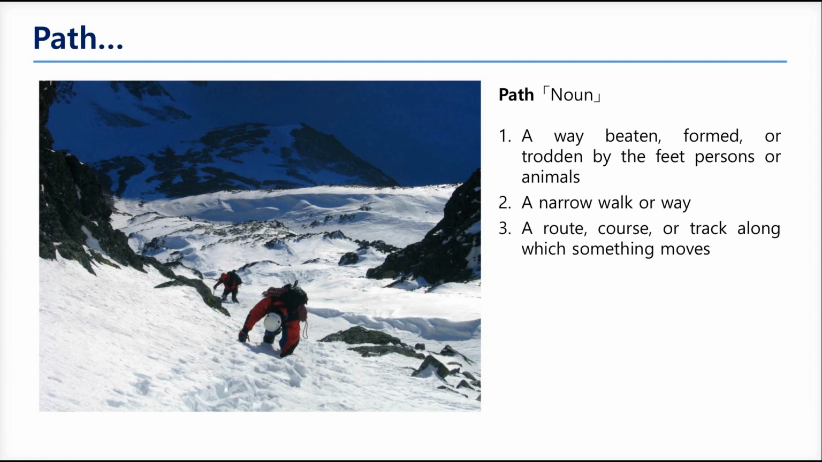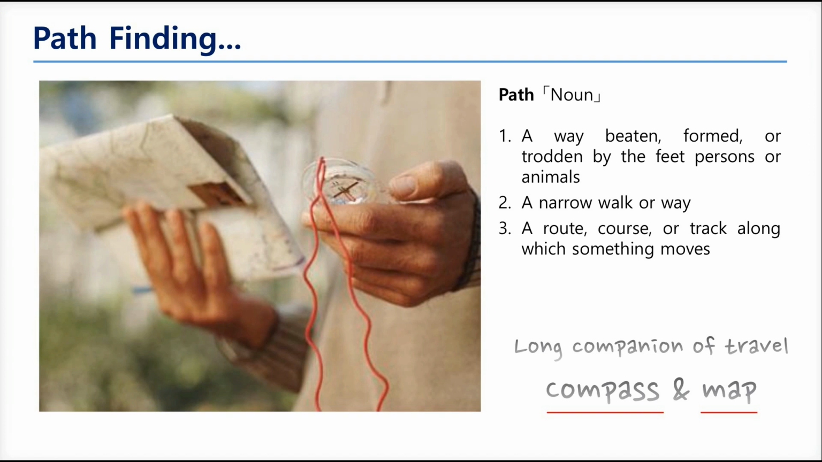Path is a way beaten, formed, or trodden by the feet of persons or animals, or meaning something else. And these are actually shown in the dictionary. So pathfinding, it's very easy to find the path. But you already know that you need some tools to find the path, even during travel.